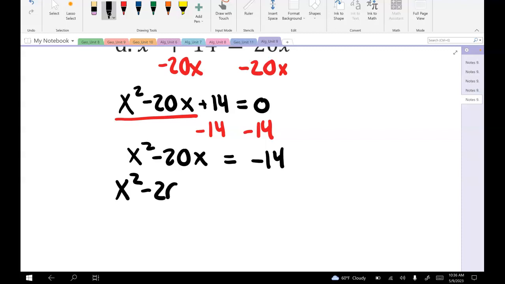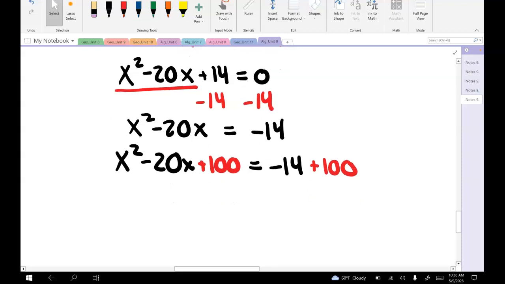x squared minus 20x plus 100 is equal to negative 14 plus 100 on this side as well. The 100 comes from dividing negative 20 by 2, getting negative 10, and then squaring it, getting 100. So this number will always be positive, if you haven't picked up on that pattern yet.